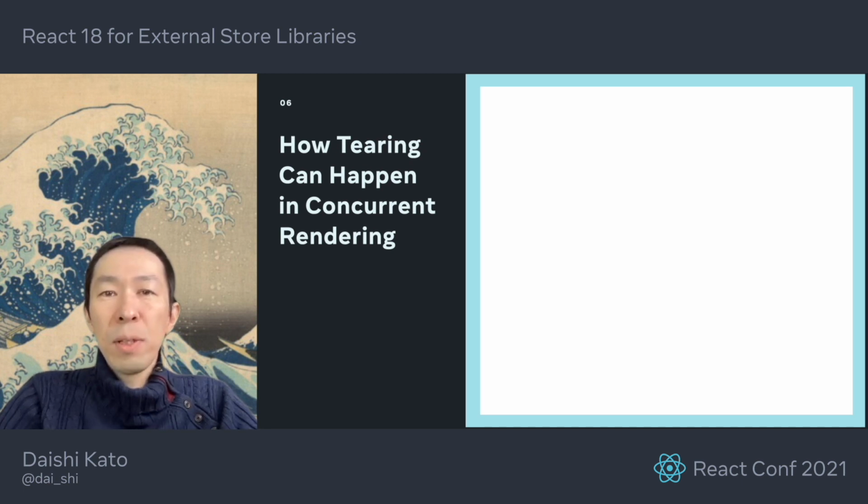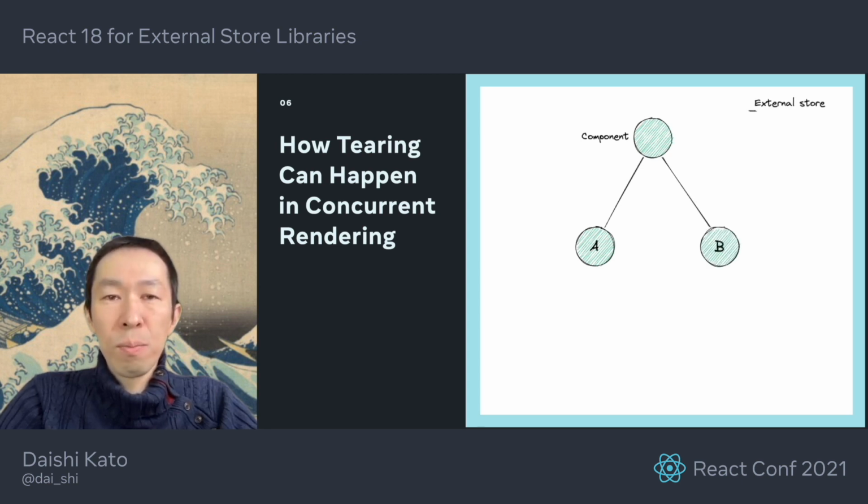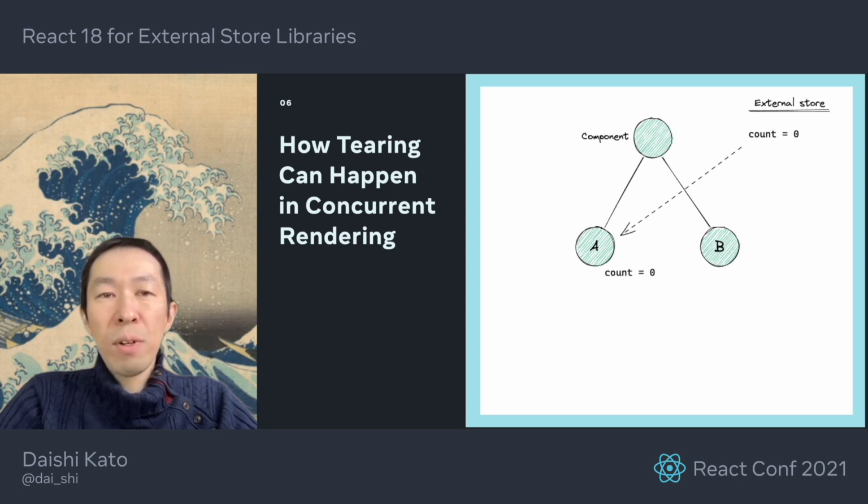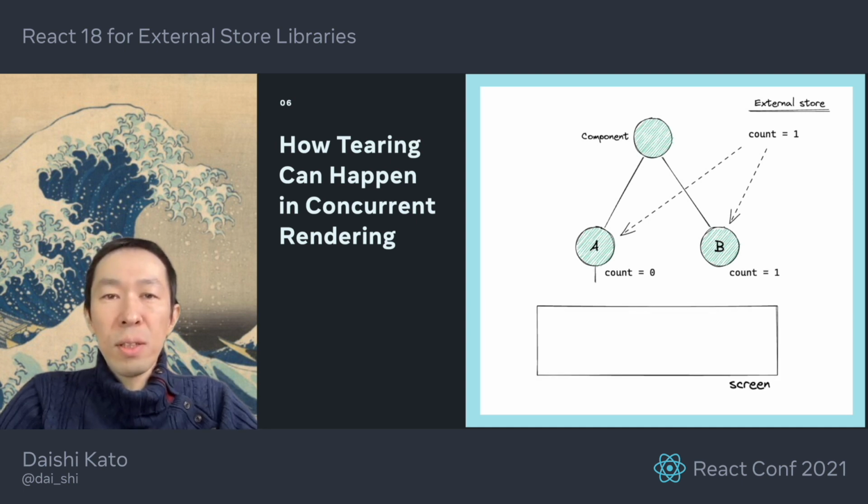How can tearing happen in concurrent rendering? Let's look at this diagram. We have a naive external variable called count, and we have two components A and B. And suppose both components read the count variable. At first, the count is 0, and component A renders. Meanwhile, the count becomes 1 and the component B renders. After that, React commits the changes to DOM, and the browser paints on screen.